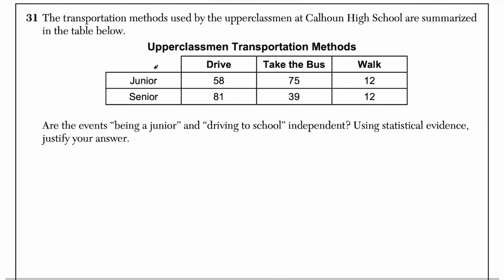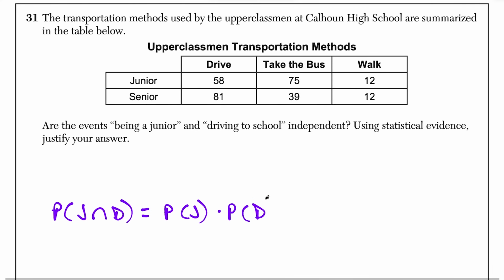Question 31, the transportation methods used by the upperclassmen at Calhoun High School are summarized in the table below. Are the events being a junior and driving to school independent? And we have to use statistical evidence to justify our answer. So for this one, to see if these events are independent, the strategy I want to go with is see if the probability of being a junior and driving is equal to the probability of being a junior times the probability of driving to school.